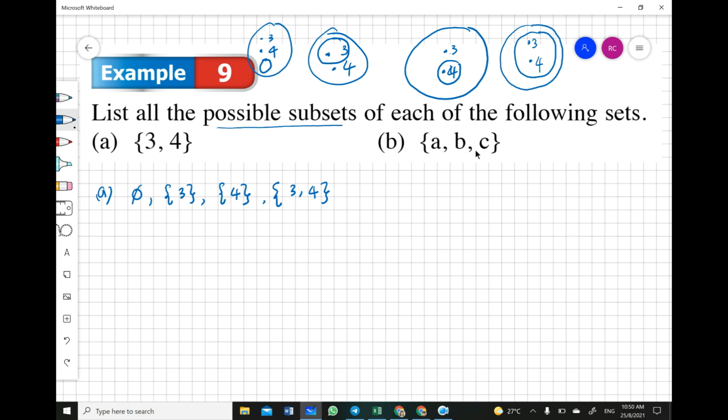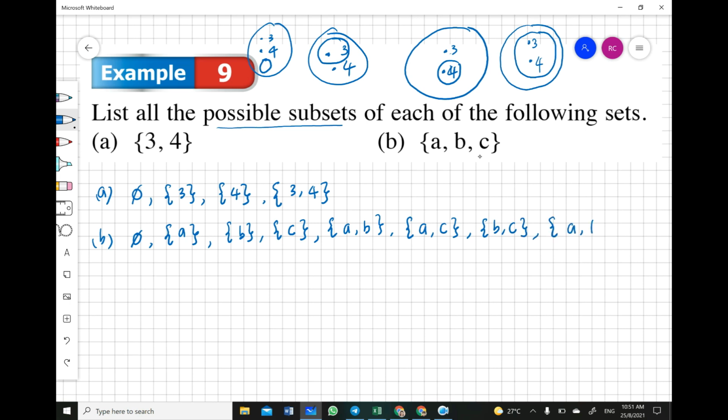Okay, now we look at B. For B, we have 3 letters over here. So first, the empty set is a subset of it. After that, we start with the letters one by one. It can be A only, B only, or C only. Or it can be a combination of 2 letters: A and B, A and C, B and C. And the last one is the combination of A, B, C.